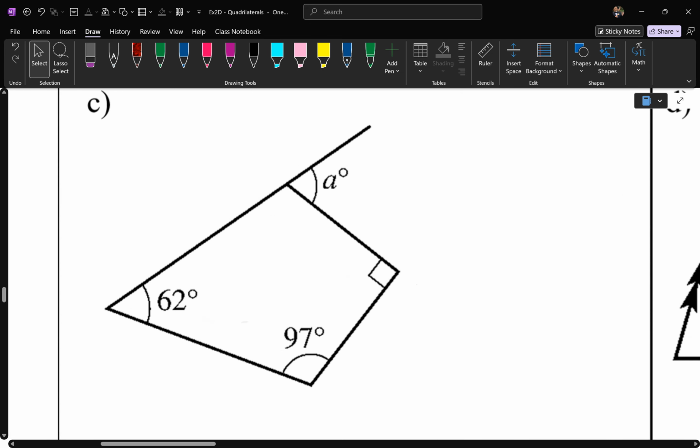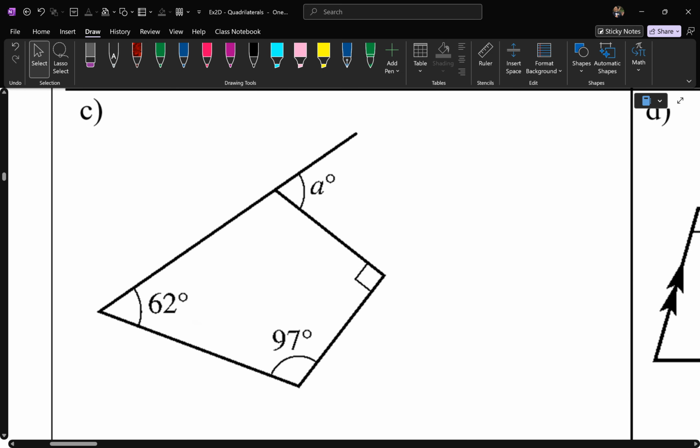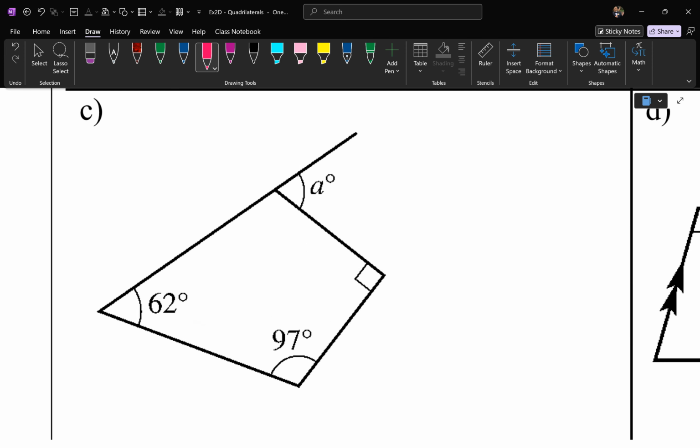Here we go. C. Let's look at question C. C, again, we're trying to find the angle A. We've got 62 on one corner, 97 on one corner. This box means 90. Means I can find this little angle over here.